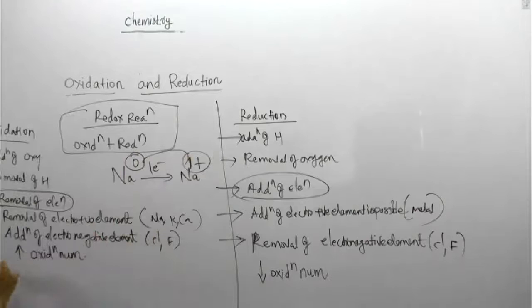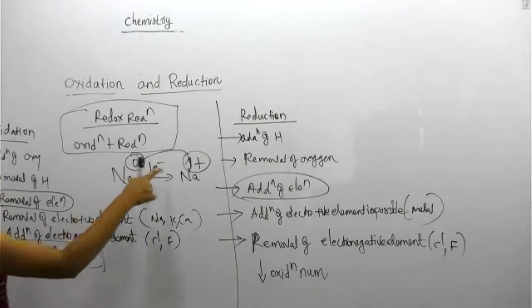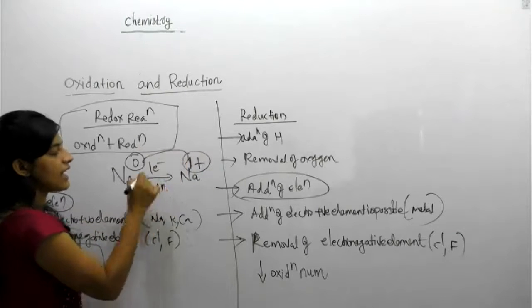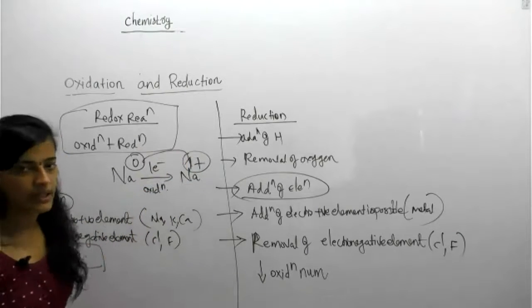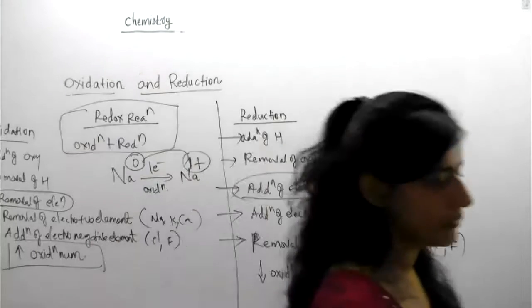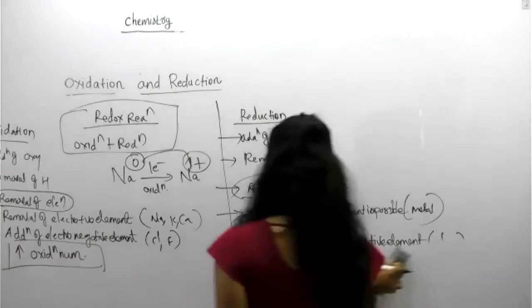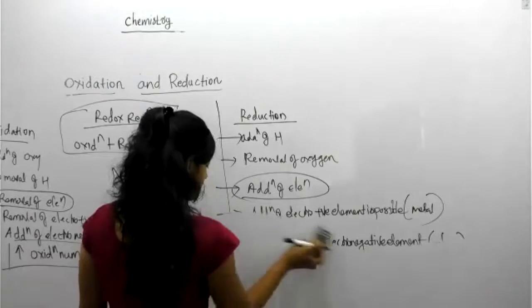So the oxidation number is increasing. That's why this reaction is an example for oxidation. Clear? That's why it is removal of electron. Understood? Okay. Redox reaction, keep it in your mind.